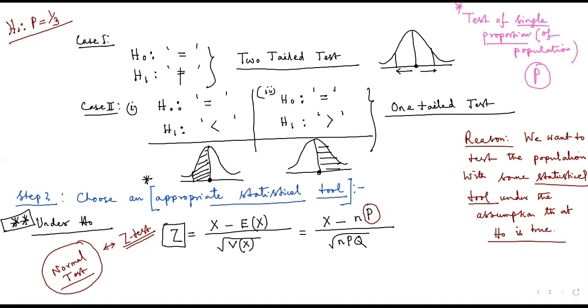Now we have to find out the value of capital P and the value of capital Q. But what is capital P? Capital P is the population proportion, and capital Q is counter to capital P, which is 1 minus capital P, the complementary probability. You know it from binomial distribution.